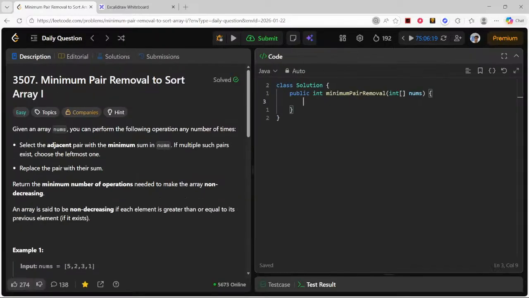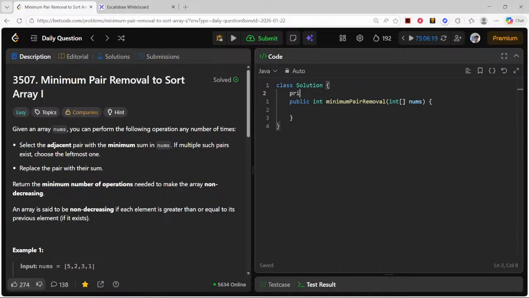I think I have to make the code bigger. I think you have to see it clearly, right? So first we have to check whether the array is sorted.